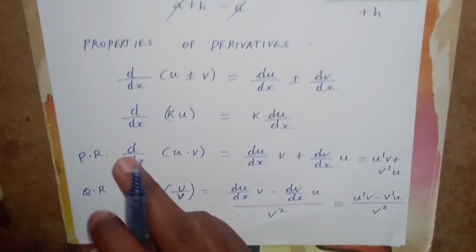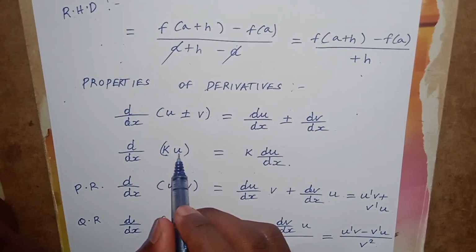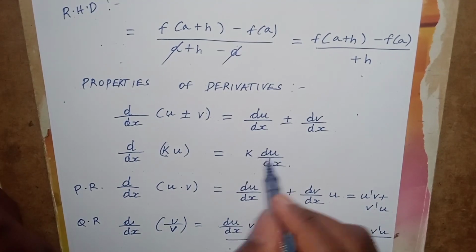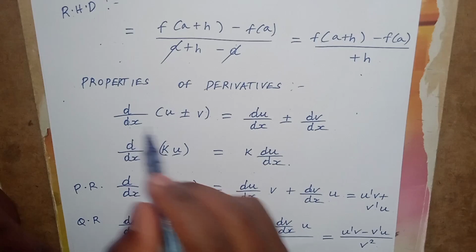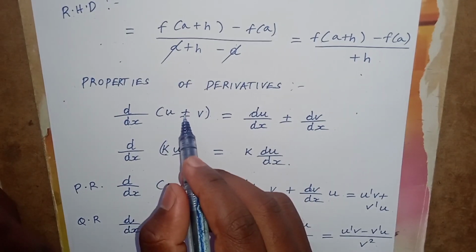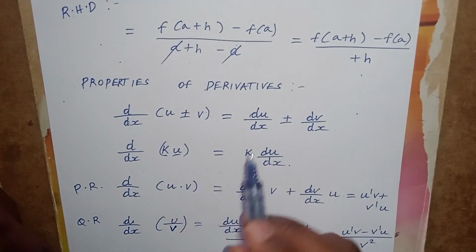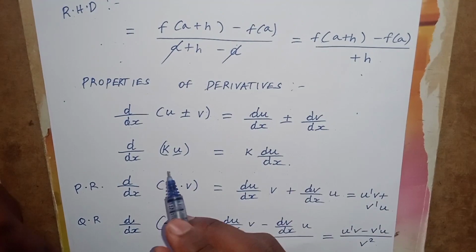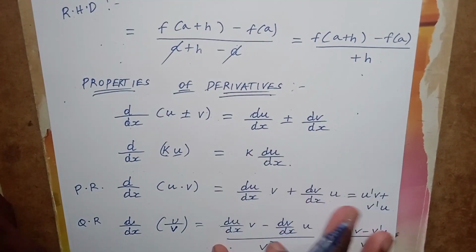Here it is the product rule, and here it is a multiple of a constant term. We take the constant term outside and differentiate the function. For plus or minus, if it is addition we take the addition of the functions, and if it is subtraction we take subtraction. These are the properties of derivatives.